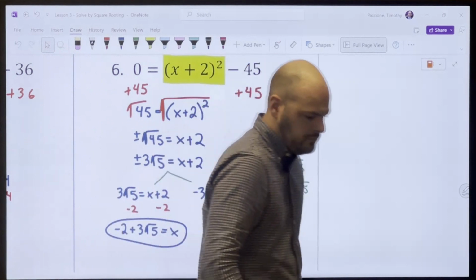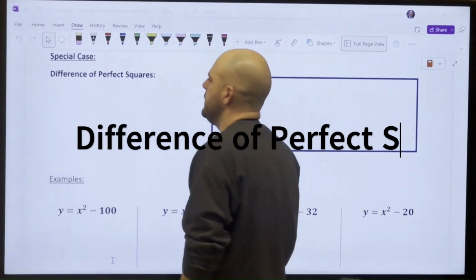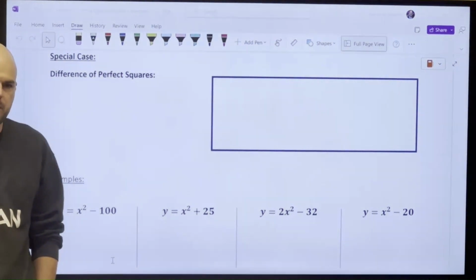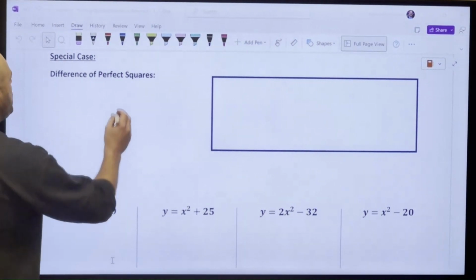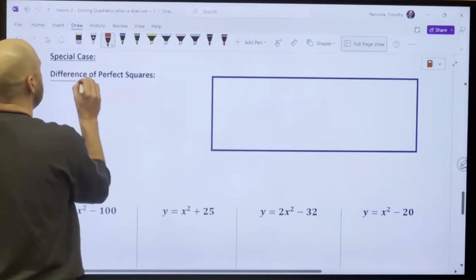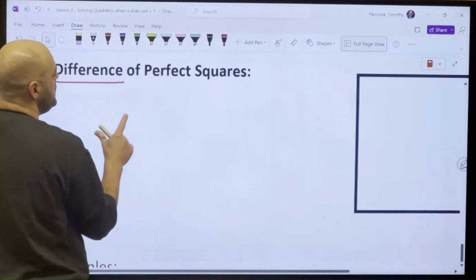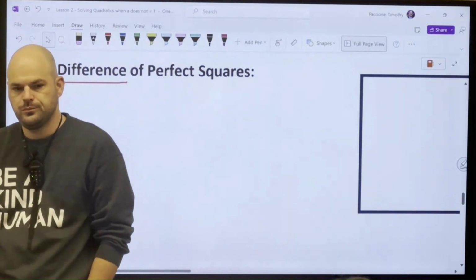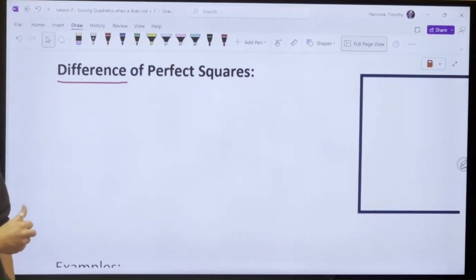So the difference of perfect squares. So perfect square and difference, those are our key words. Let's talk about each word. What is a difference in math? What does it mean for there to be a difference in math? Something's been subtracted. Say it again? Subtraction, and that is key.